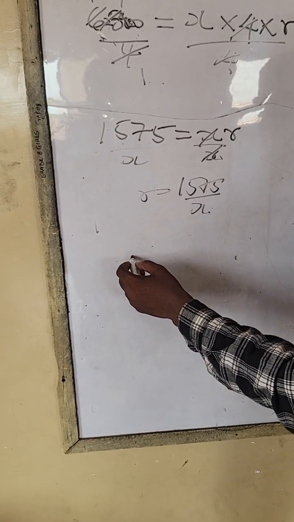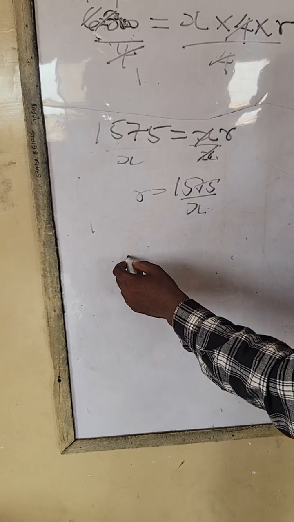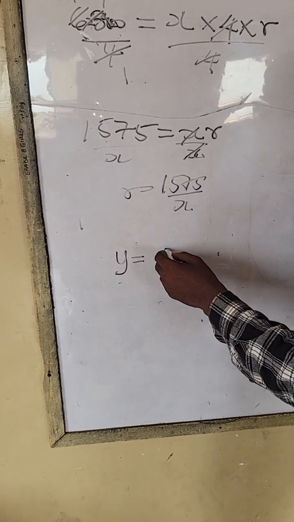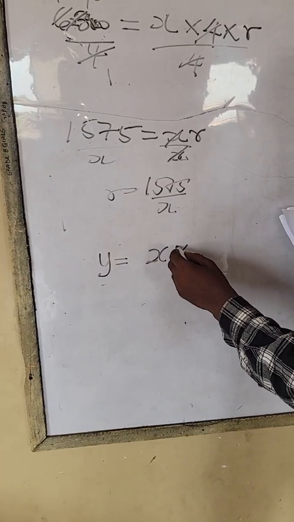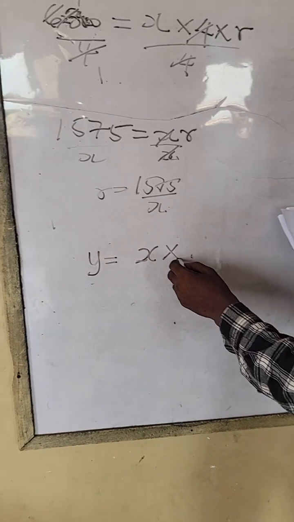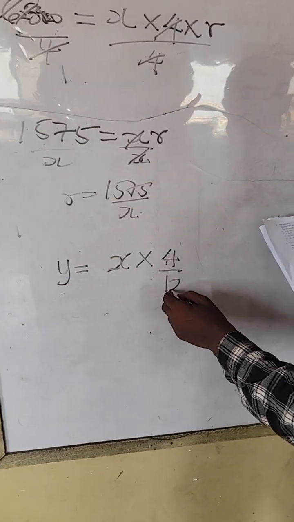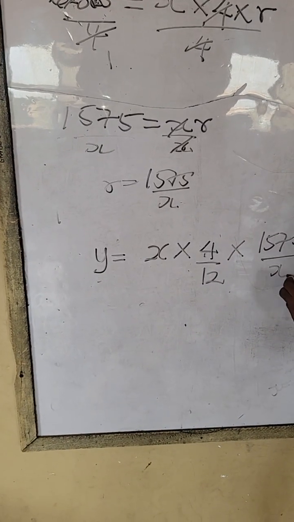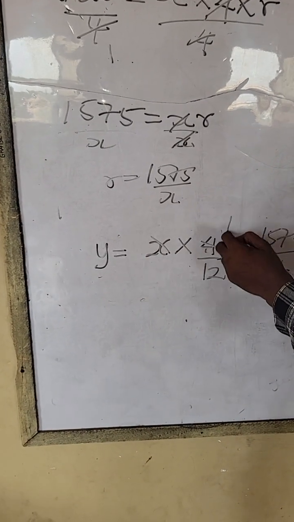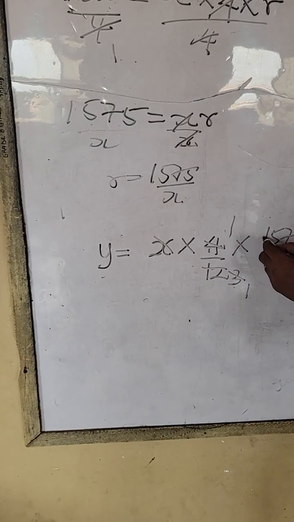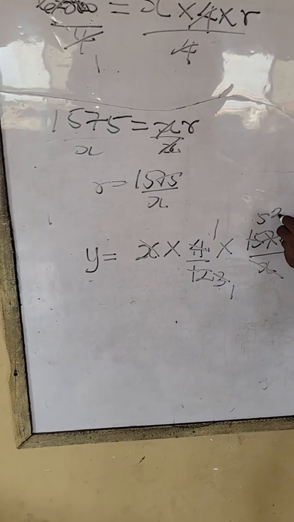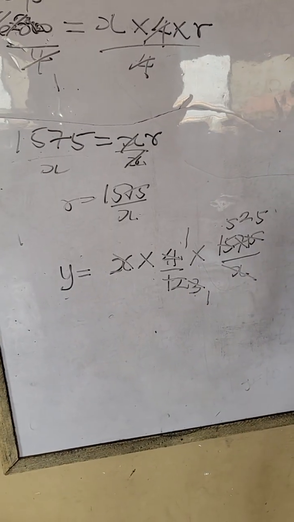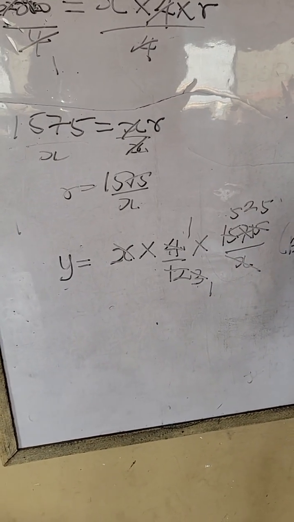So the simple interest is what you don't know. The same amount X. The time is 4 months, so 4 out of 12. And the rate is 1575 out of X. X cancels, 4 over 12 is 1 over 3, 1575 divided by 3 is 525. So the amount is 525, option B.